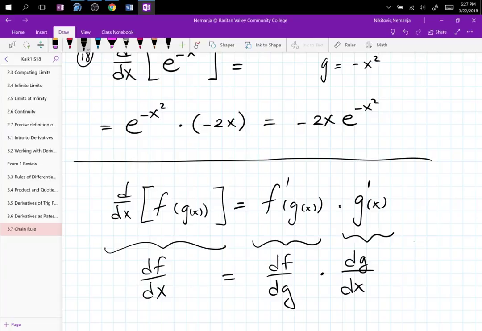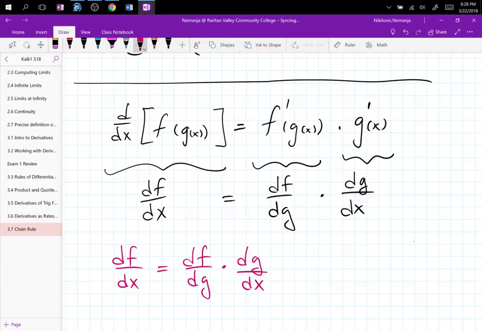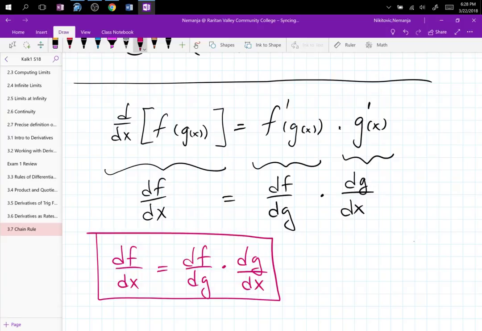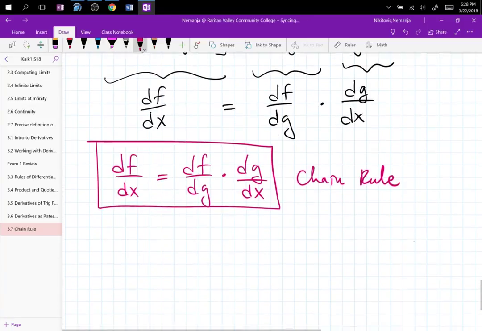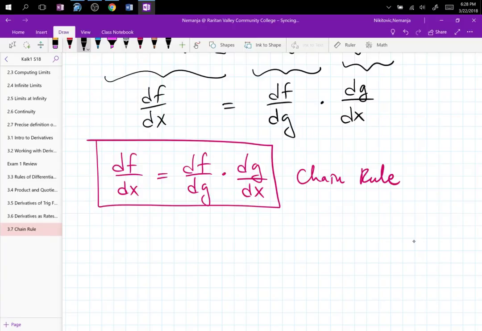Now, this is the way to understand the chain rule using Leibniz notation. So the derivative of f in respect to x is the derivative of f in respect to g times the derivative of g in respect to x. And this is the same stuff, still chain rule. Just different notation from what we're used to. All right, more problems. Let's make one up.